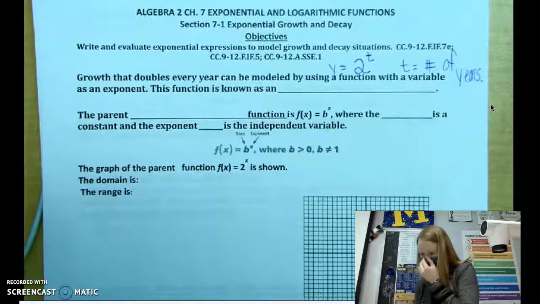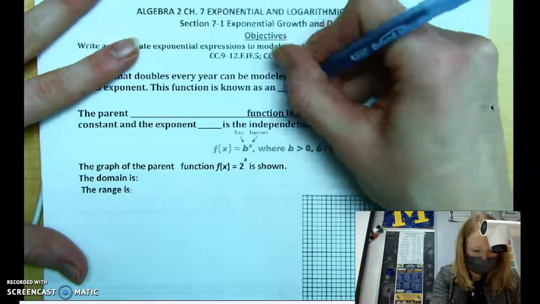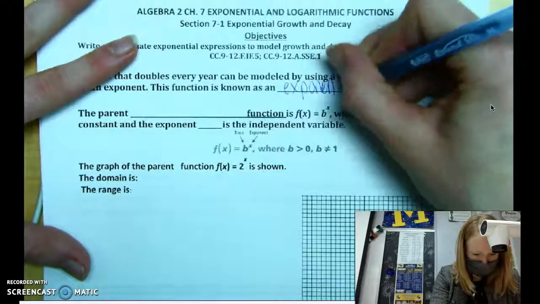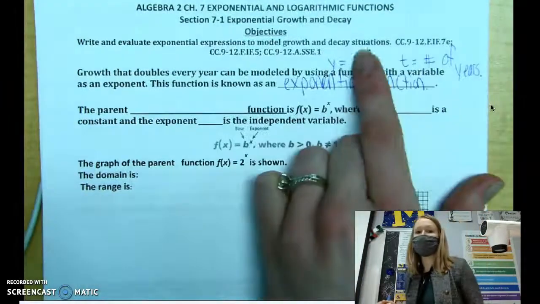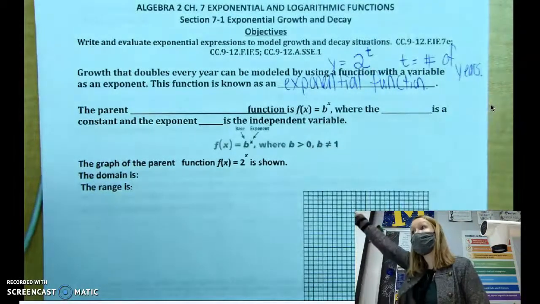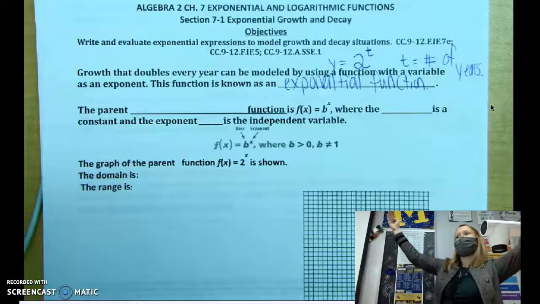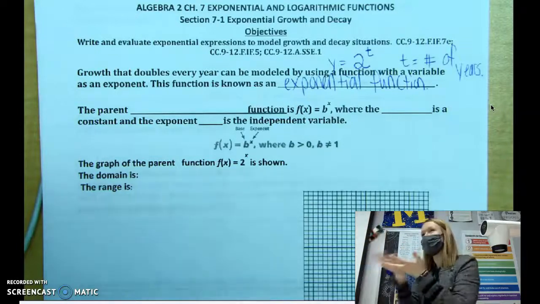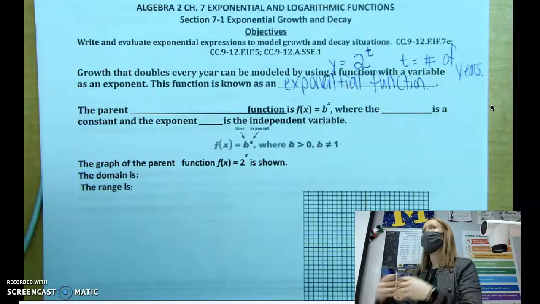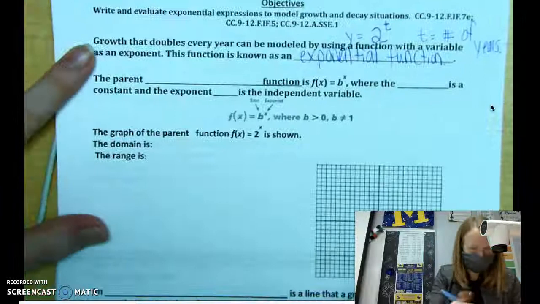And this idea of having the variable as an exponent is the idea of an exponential function. Remember, 2 to the t power is different than t squared. If I had t squared, what type of function would that be? Anything with a squared is a parabola, which is the U-shaped function, a quadratic function.